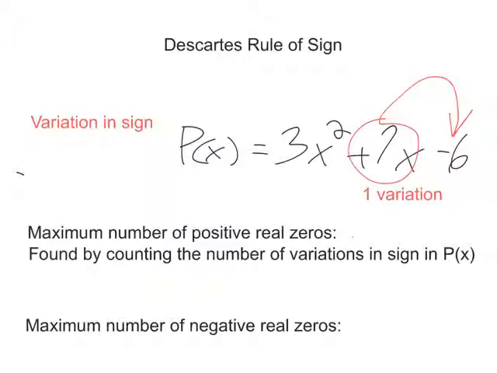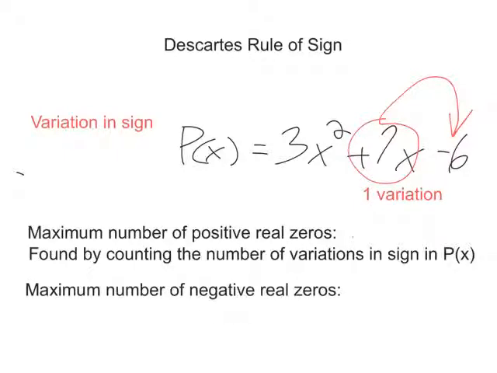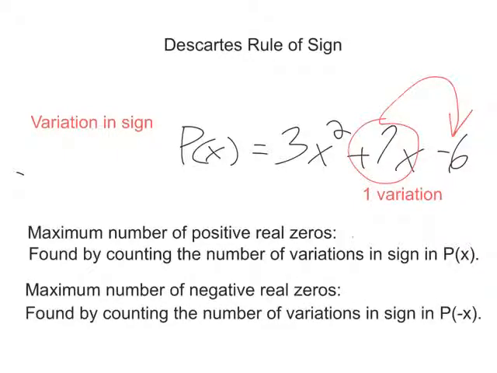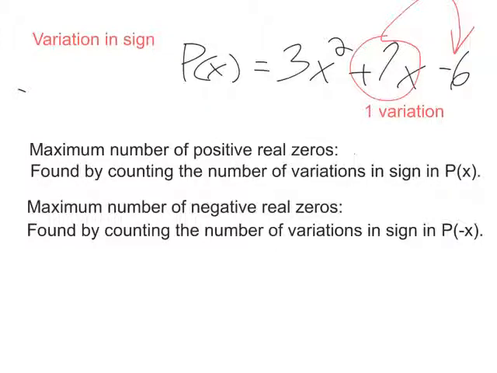Now let's talk about the maximum number of negative zeros and how we find them. The maximum number of negative real zeros is found by counting the number of sign variations, or variations in sign, in P of negative x, okay? Let me show you how to get P of negative x. We take a look at what P of x is up there. And to get P of negative x, we plug a negative x in for every x.